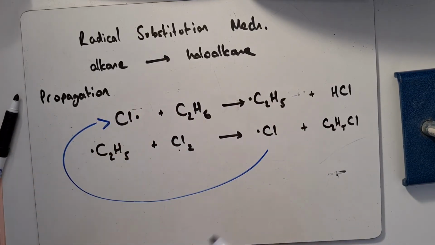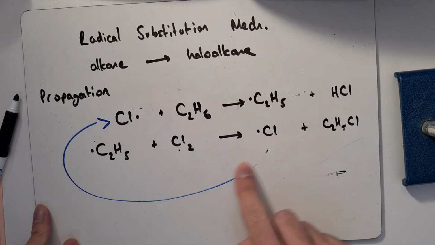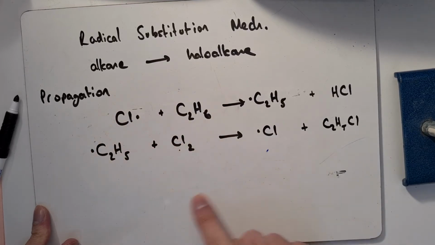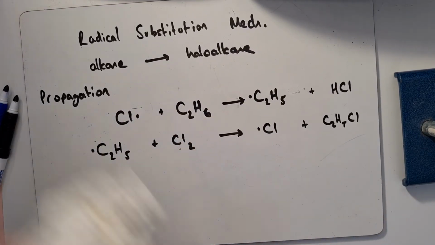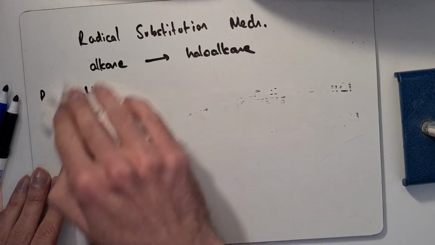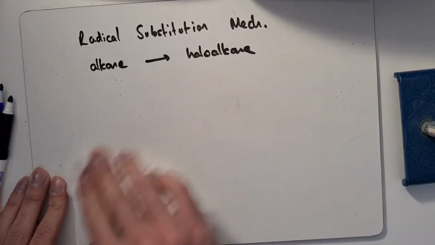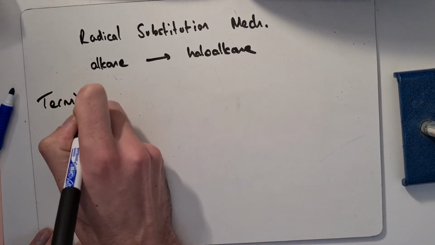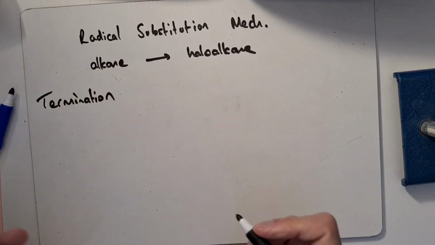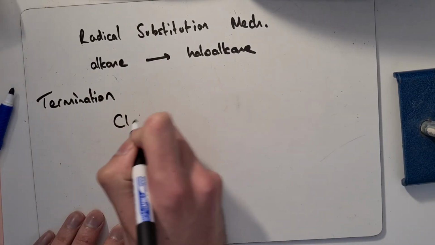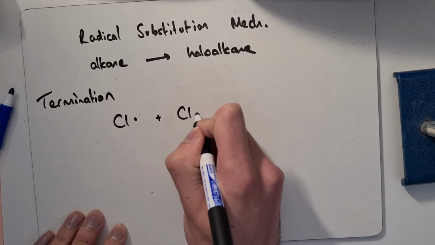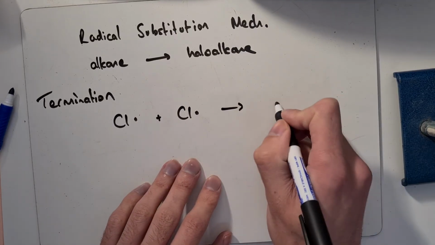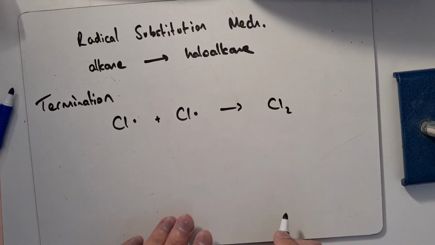So the propagation steps just keep on going round and round and round. It only ever stops if we get to a termination step. And these are quite rare, but when they do occur, then that ends the reaction that we've got. So a termination step is if we have two radicals colliding. It could be we have our two original radicals collide, and if they collide in the right way, they will go back to being chlorine.